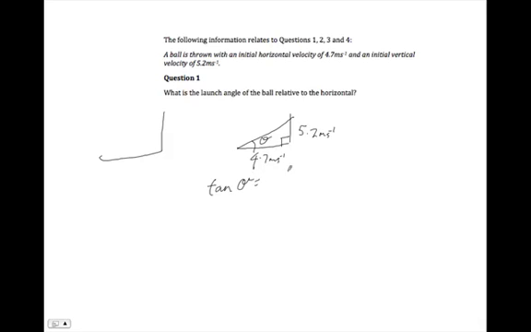Tan theta equals, tan is TOA. SOH CAH TOA, tan is opposite over adjacent. Tan theta equals, opposite is 5.2, and adjacent to the angle is 4.7. So 5.2 divided by 4.7 is whatever it is, and then you inverse tan that, and you find that theta is equal to 47.9 degrees.